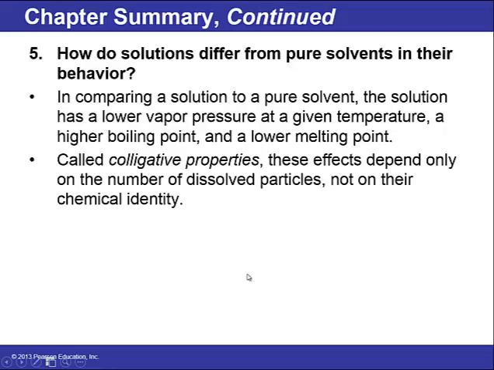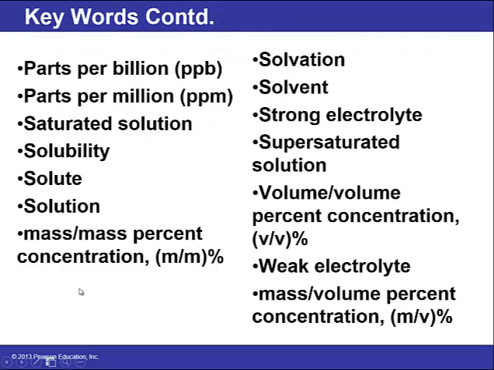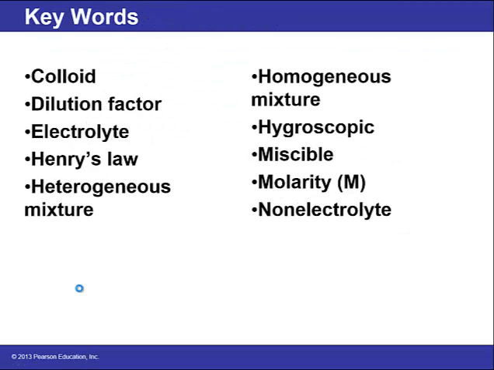And then finally, you want to know how solutions differ from pure solvents in their behavior. These are the colligative properties. We talked about vapor pressure, boiling point, and freezing point as our main colligative properties. And then these are just some key words that you should be familiar with from this chapter.